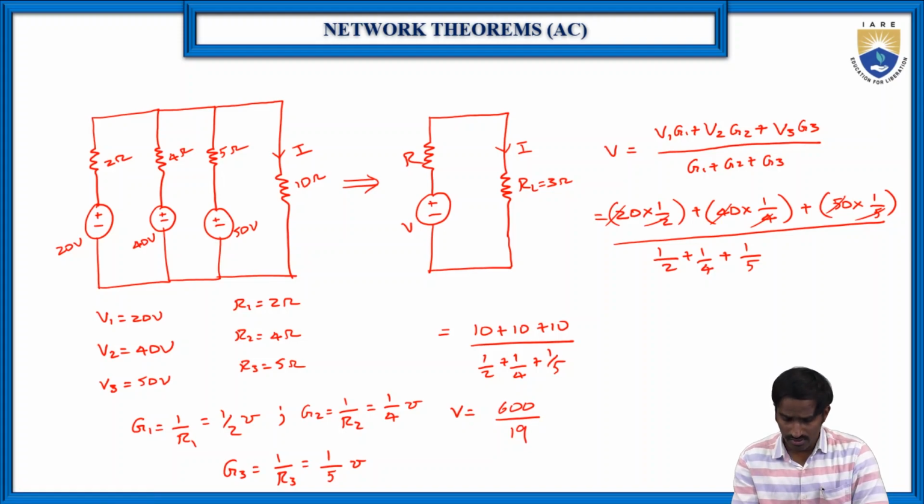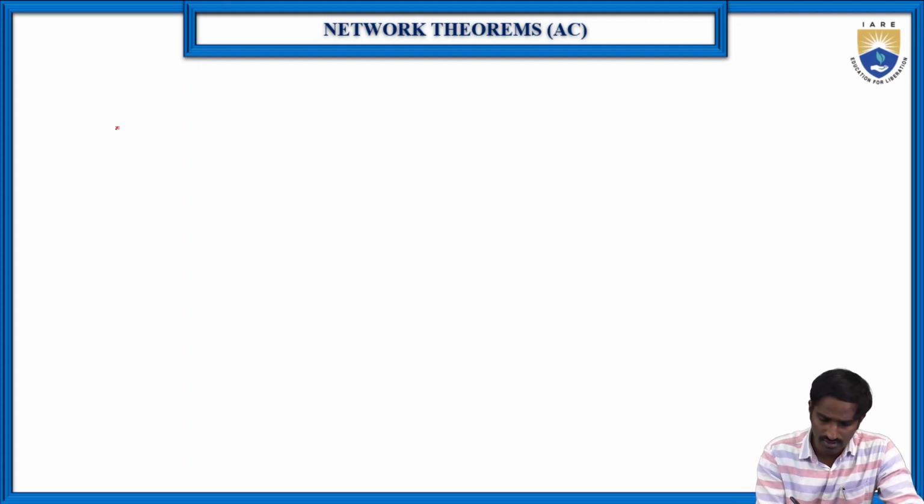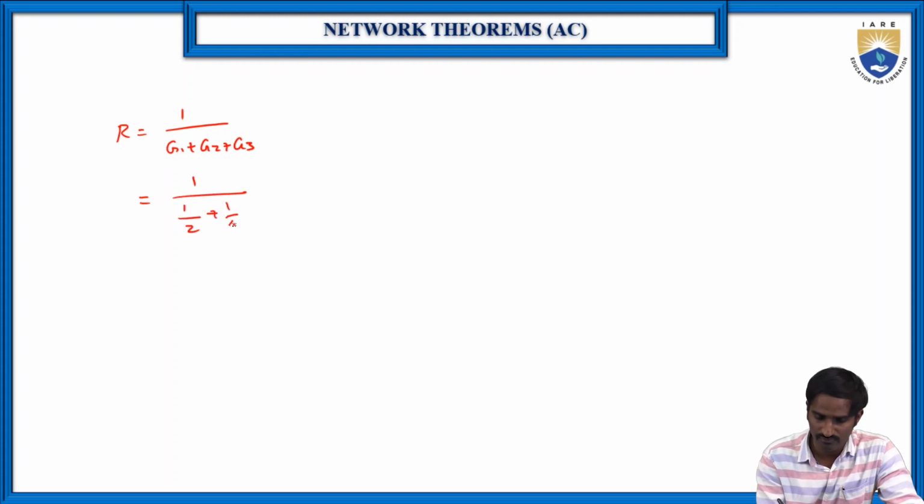Okay. So then, now calculate the R value. Here R is equal to, as we know, 1 by G1 plus G2 plus G3. So here 1 by G1 is 1 by 2 plus 1 by 4 plus 1 by 5, which is equal to 20 by 19.